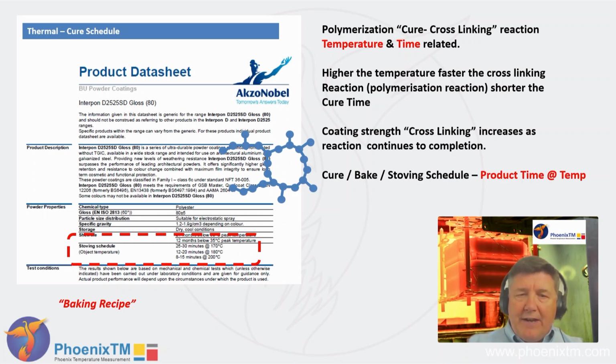As you'll notice on the datasheet highlighted on the slide, there are a number of different cure schedules that can be used to quantify the success of the curing process. 170, 180 and 200 degrees with different durations. Because it's a chemical reaction, the higher the temperature, the quicker the reaction will occur. The lower the temperature, the slower the chemical reaction will occur. So you can control the curing by controlling the temperature of your oven, but you need to know what your product temperature is to satisfy these conditions.